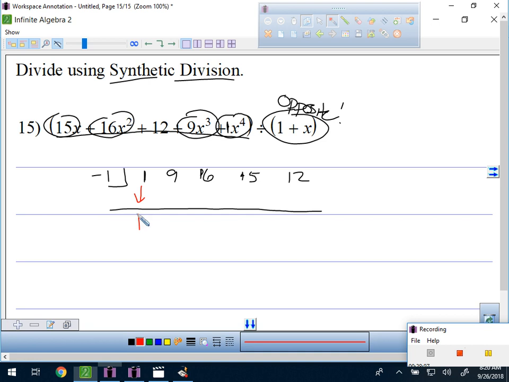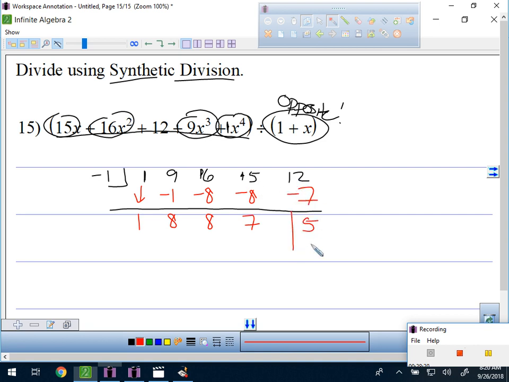So bring down that 1 and now multiply. 1 times negative 1 is negative 1. 9 minus 1 is 8. 8 times a negative 1 is a negative 8. 16 minus 8 is 8. 8 times negative 1 is negative 8. 15 minus 8 is 7. 7 times a negative 1 is negative 7. And 12 minus 7 is 5.